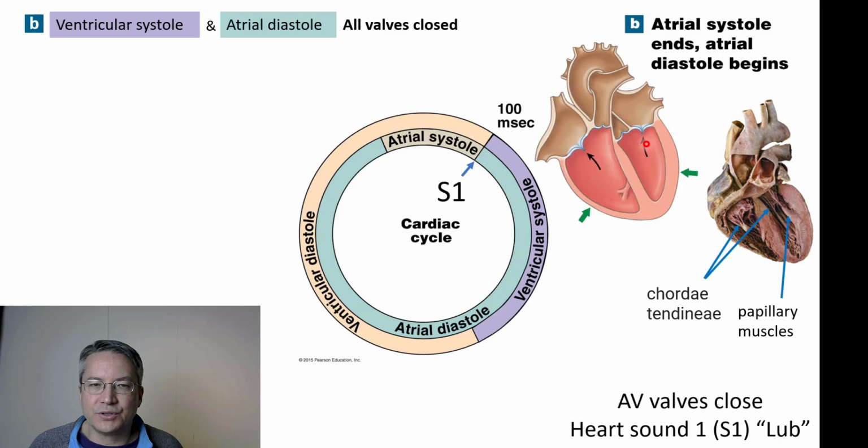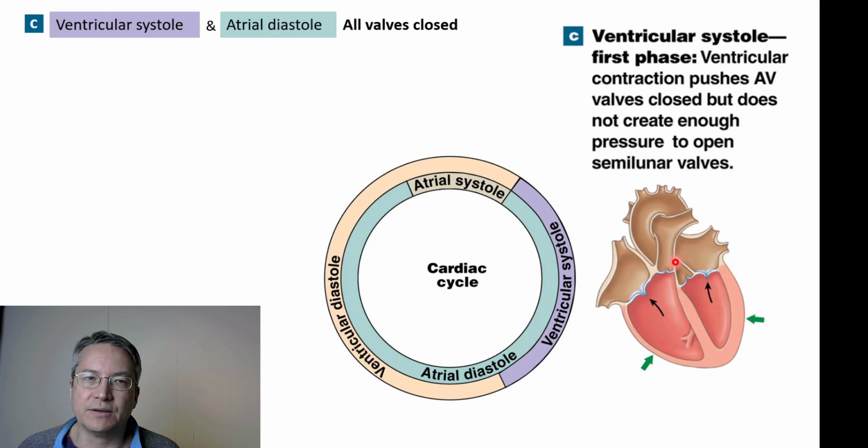When the AV valves shut, a sound is generated due to the vibrations of the heart resulting from these abrupt changes in blood flow. The closing of the AV valves causes the first heart sound, S1. You may have heard of heart sounds before. The heart makes a characteristic lubbed-up rhythm. The first heart sound, S1, corresponds to lub.